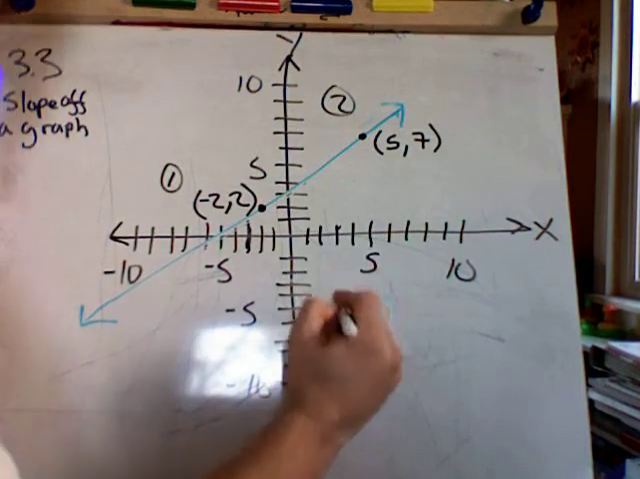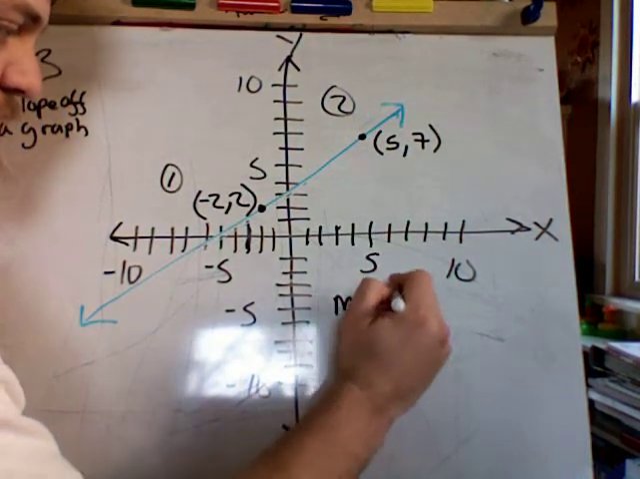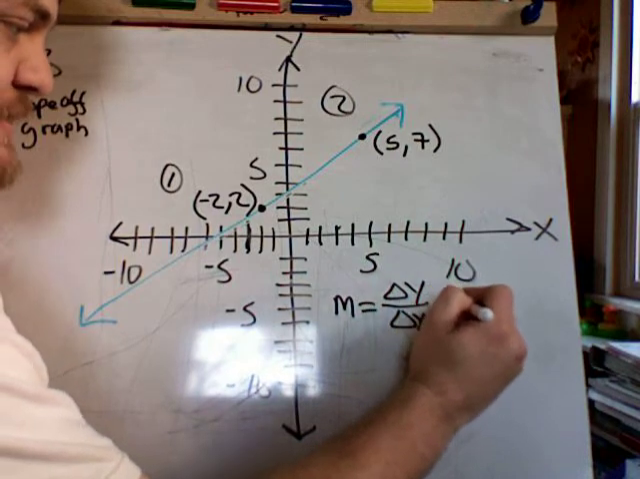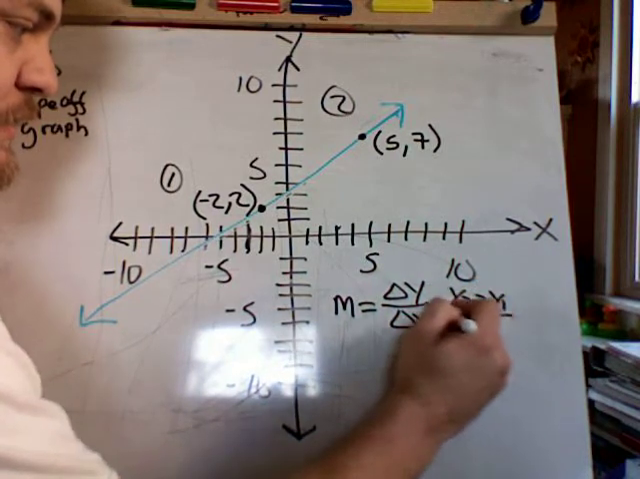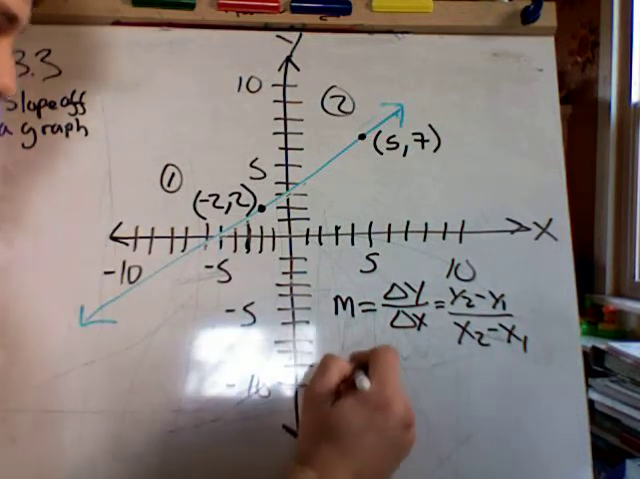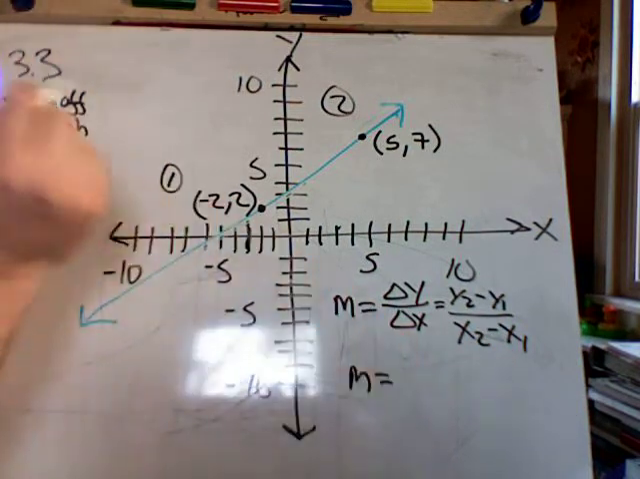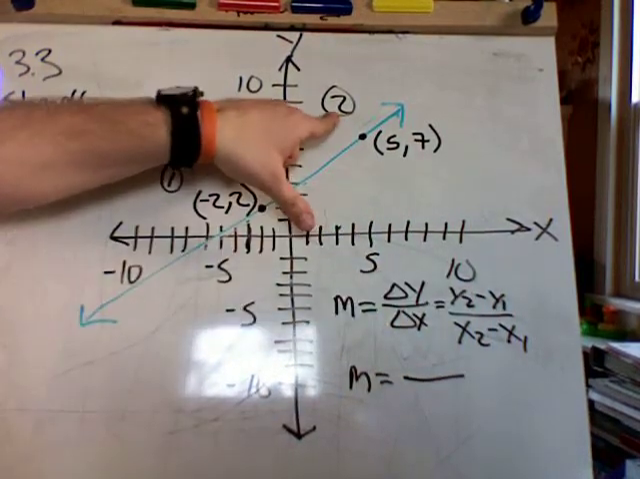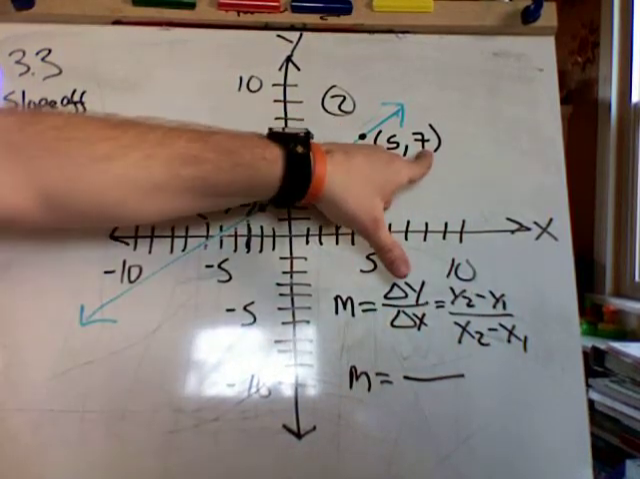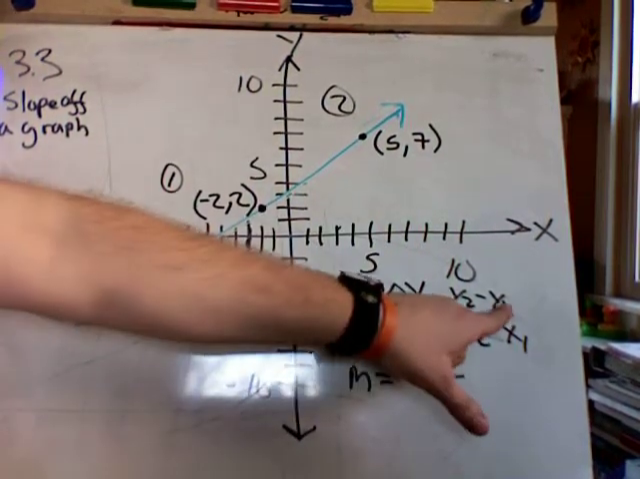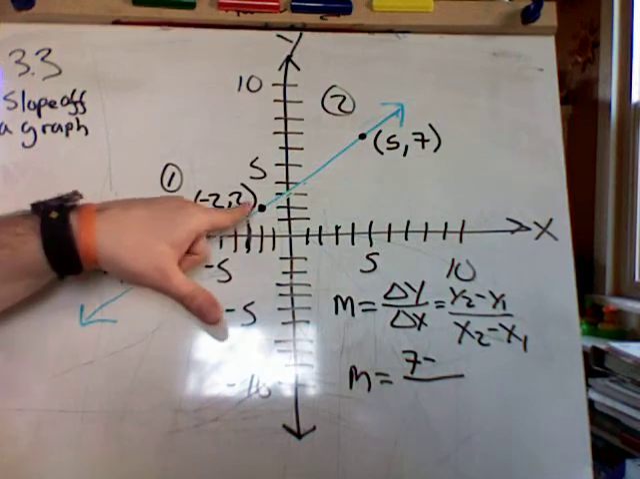And I'm going to use the formula that says the slope is equal to the change in y over the change in x, which is y2 minus y1 over x2 minus x1. So my slope is going to be equal to, well, I'm going to take my y2 value. So I go to the second point and I look at my y, which is a 7. I'm going to subtract my y1. So I go to the first point, I look at my y.